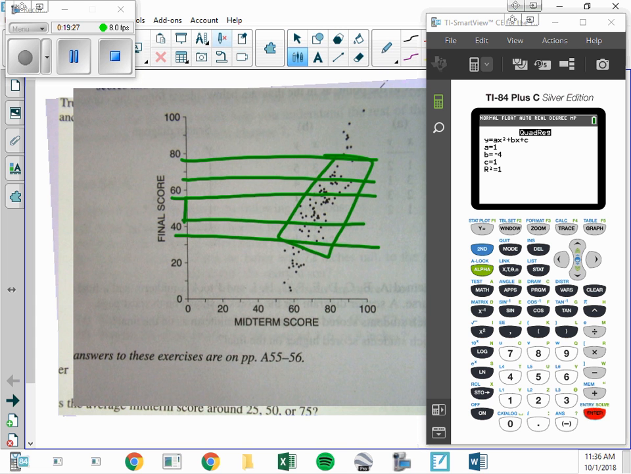Okay. Was there more spread in the midterm or the final? Final, because the SD was twice as big. True or false? There was a strong positive association between midterm scores and final scores. True. The slope is positive, okay, and our football is really skinny, which means it's a strong association.